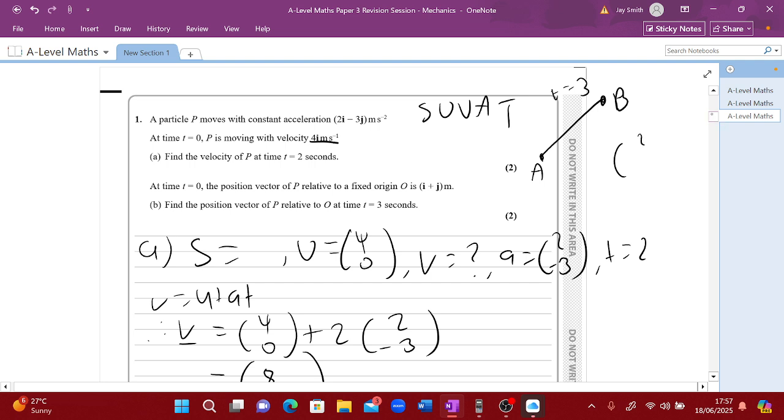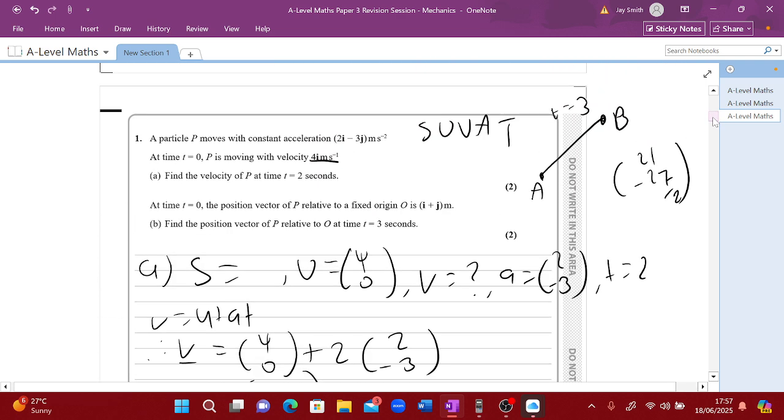21, minus 27 over 2. Let me have a look at that. Yes. What we worked out, that is AB. That is the vector between A and B. That is not a position vector. What we then need to do is to find the position vector of B. What you need to do is consider, like with normal vectors, where we have an origin to have a position vector, if we want to find O to B, you can alternatively go from O to A and then A to B. O to A, they told us, is i plus j.